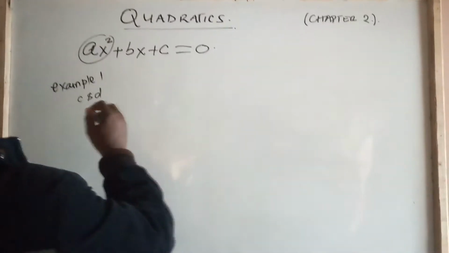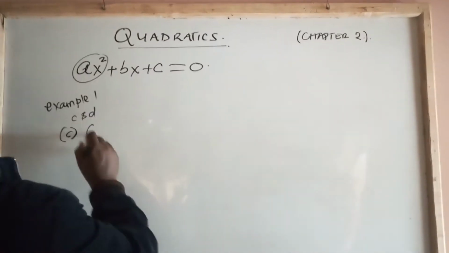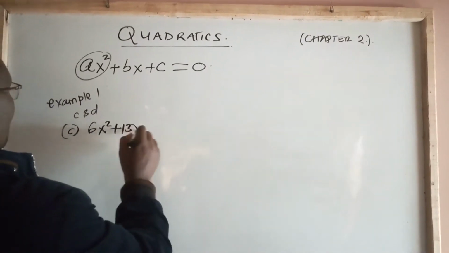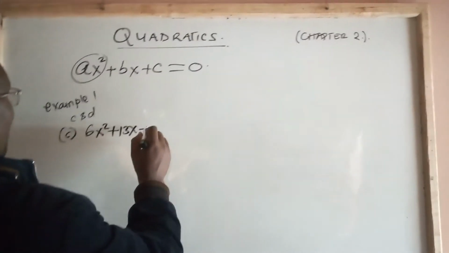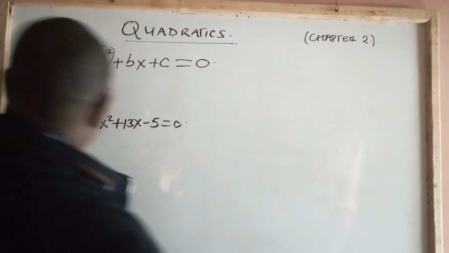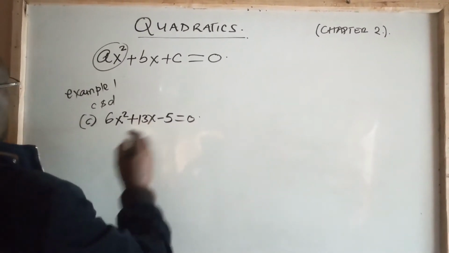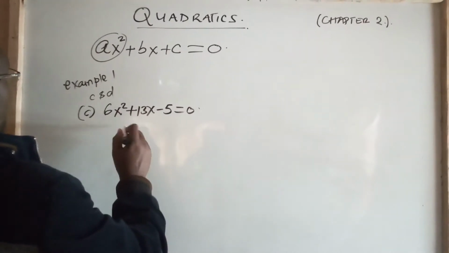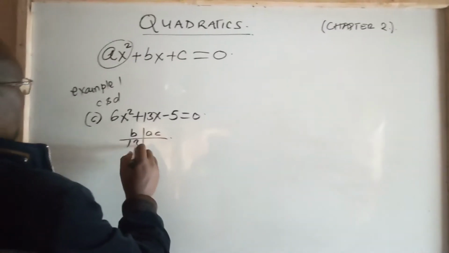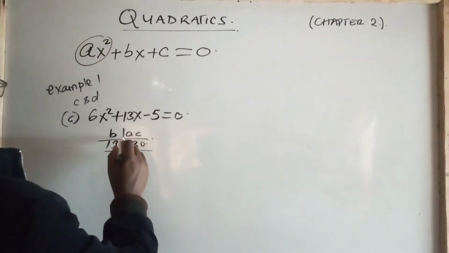Example 1 part C. Example 1 part C says that 6x squared plus 13x minus 5 is 0. At this particular point, you can already see that our A is not 1, it is 6. So we have our B, and of course AC. Our B is 13, AC is minus 30.